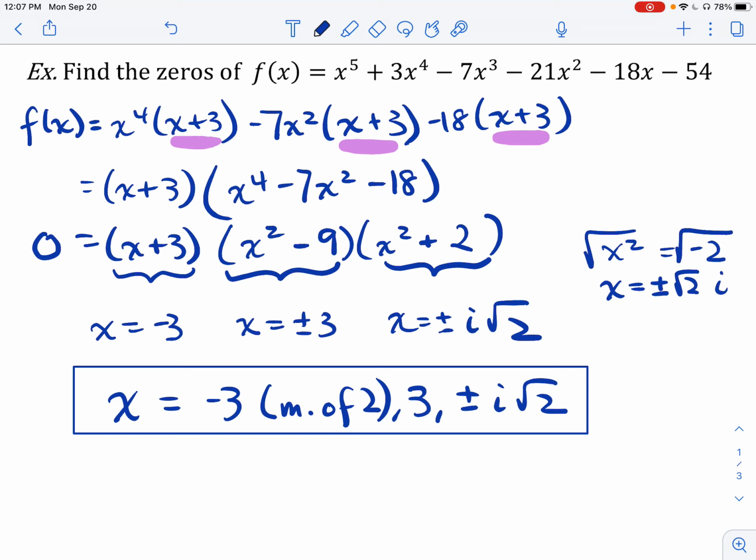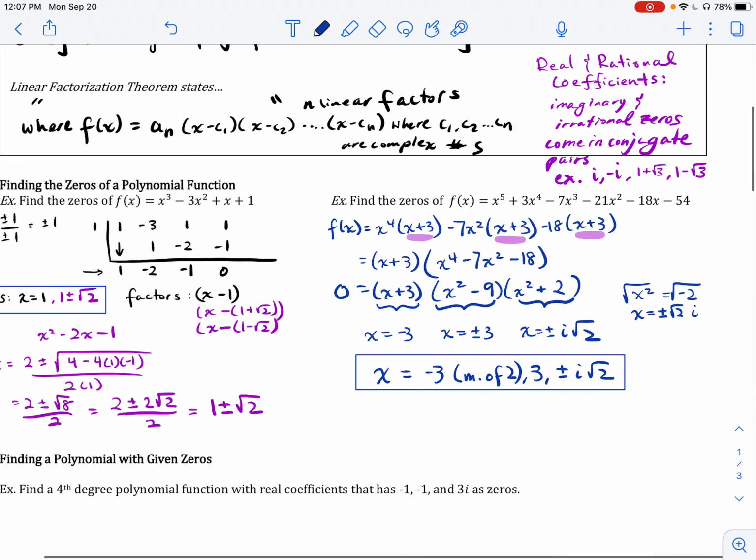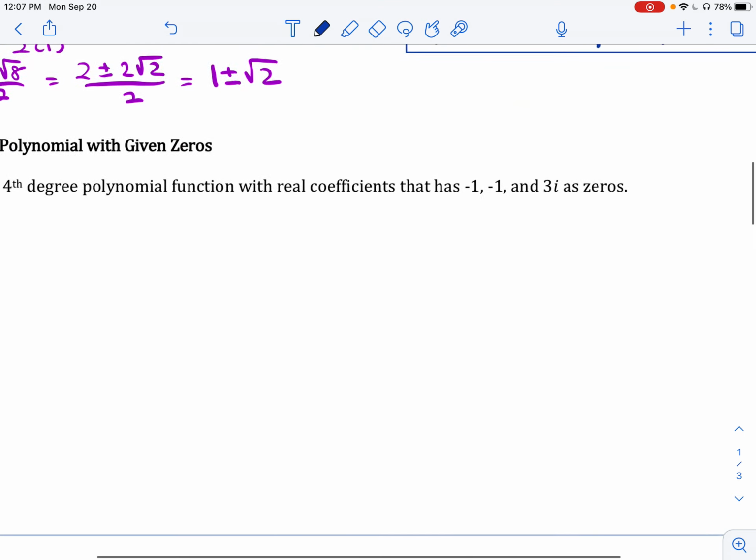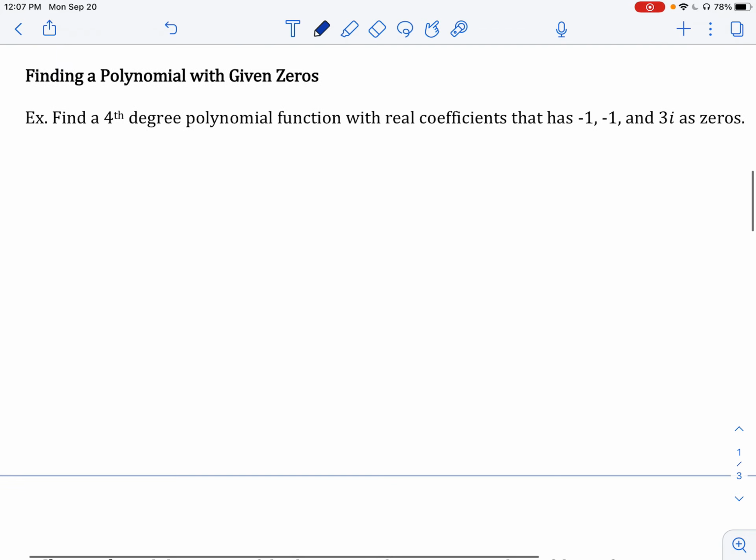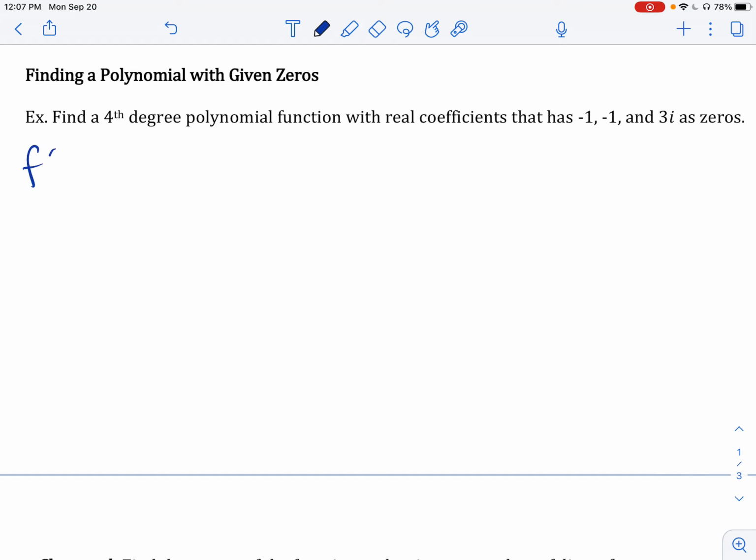Okay. All right. Now let's try another problem where this time I want to find a fourth degree polynomial function with real coefficients given these zeros. So I noticed that 2 of my zeros are negative 1. So I can say f of x is equal to x minus negative 1, or x plus 1. And since I have 2 instances of that, I can just square that.